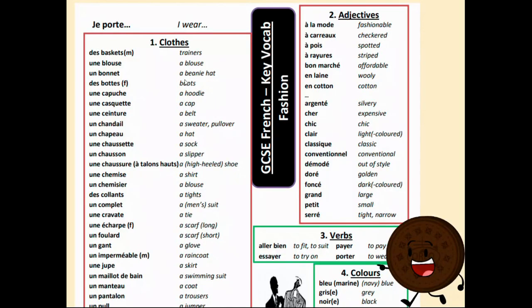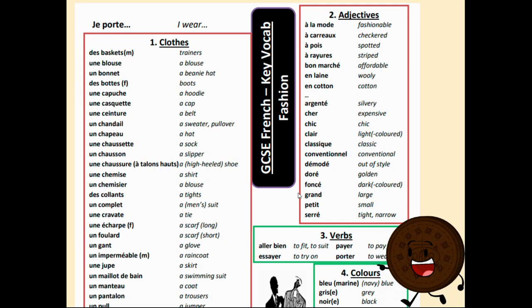The vocab sheet that you have will have a long list of clothes, so some will apply to uniforms, some less so. So for example, a swimming suit, and I put at the top je porte just to remind you how to make a sentence. In this case, you would just simply use the verb plus what is in the list here. Je porte des baskets, je porte une blouse, je porte un bonnet, etc. So I wear trainers, I wear a blouse, etc.